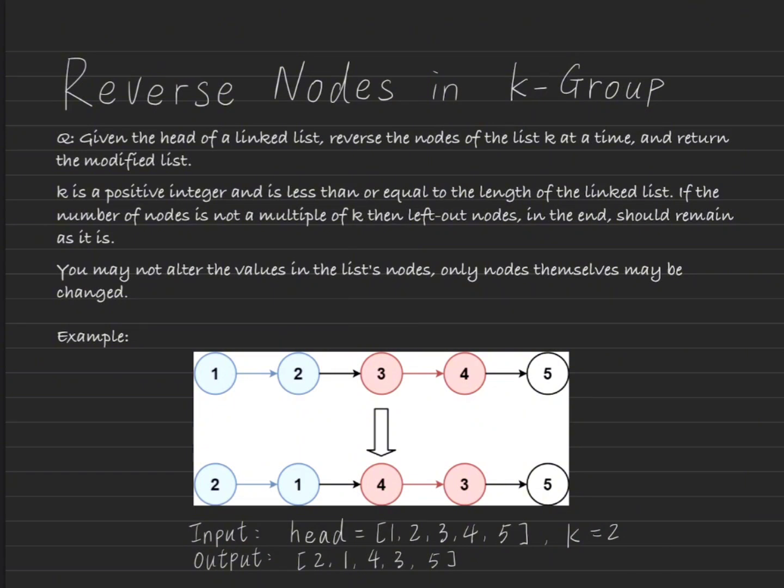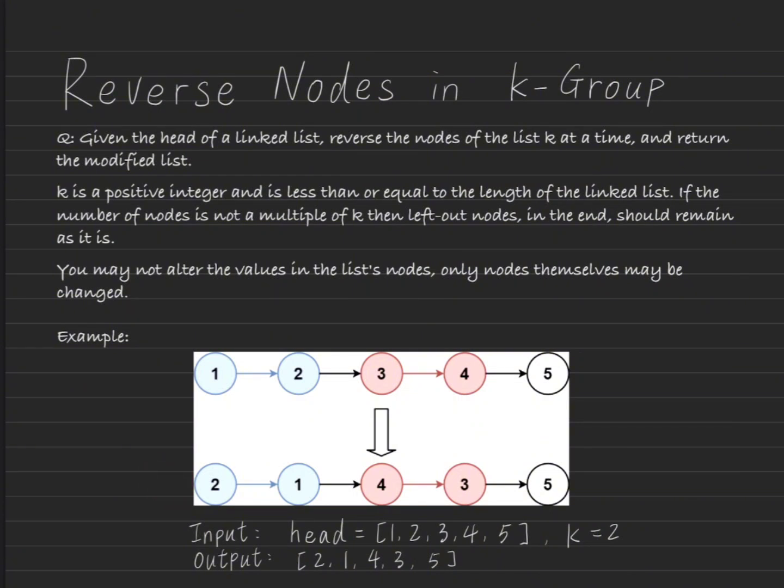And if the number of nodes is not a multiple of K, then the left out nodes should remain as it is. The question asks us to change the nodes themselves instead of altering the value in the list's nodes. So for example, if the original list is 1, 2, 3, 4, 5, and K is 2, then we're required to reverse 2 nodes at a time. So 1, 2 will become 2, 1, and 3, 4 will become 4, 3, and 5 will be left as is. So the resulting list will be 2, 1, 4, 3, 5.